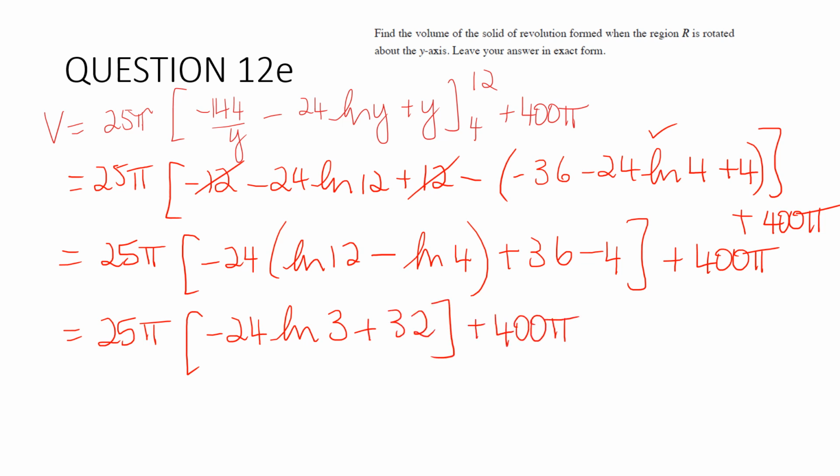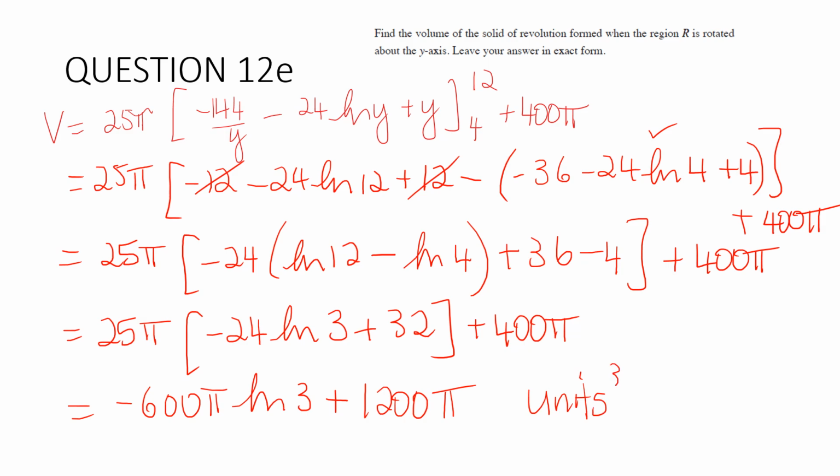Now, it is correct at that point, but let's tidy it up just a little bit more. We've got negative 600 pi ln 3 plus 25 times 32 plus 400 is 1200 pi units cubed.